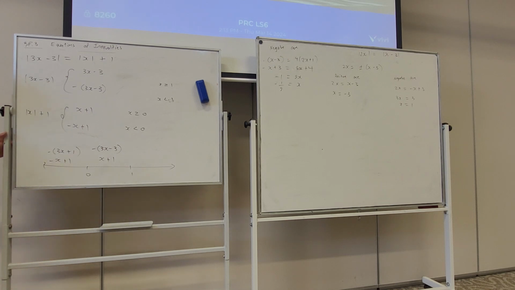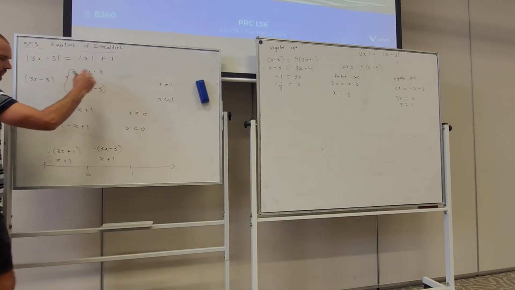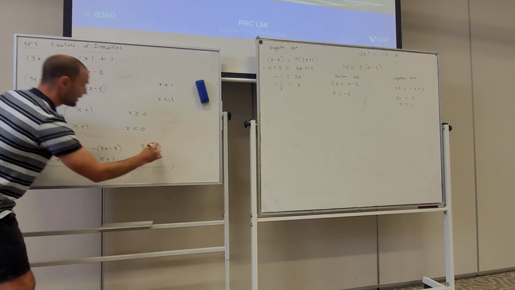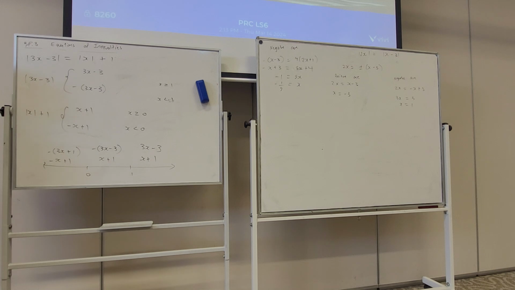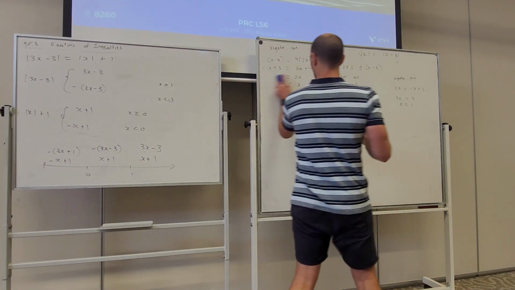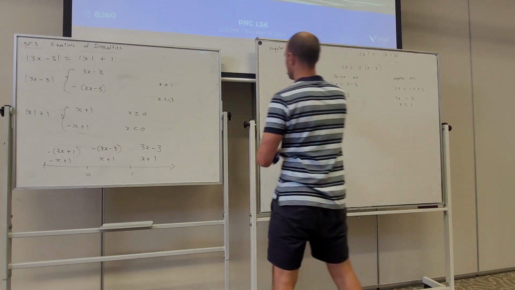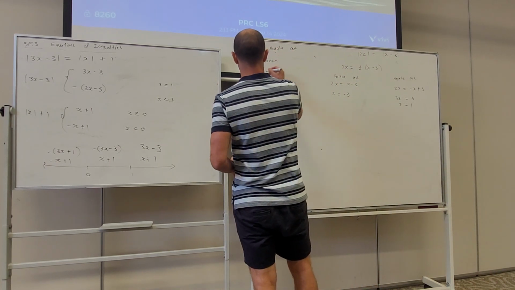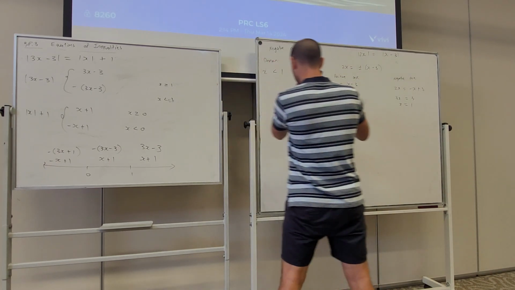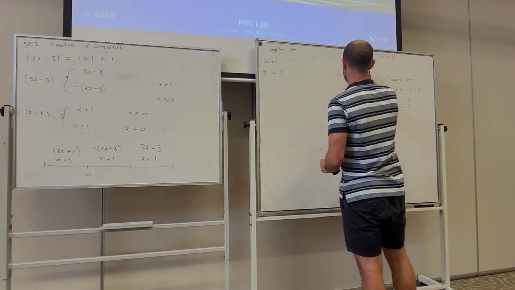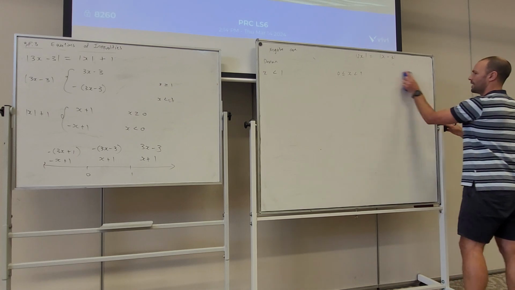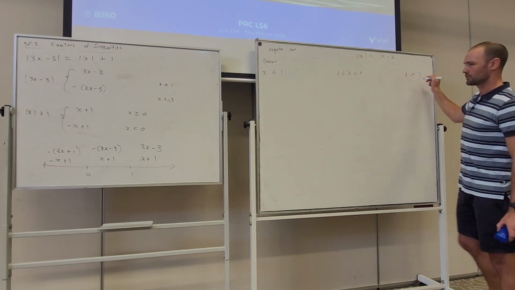And then for the last set, if x is larger than 1, we're going to have the 3x take 3 on the left-hand side, and we're going to have the x plus 1 on the right-hand side. So that means we've got 3 different equations that we're going to solve here. We've got an equation for when the domain is less than 1, an equation for when the domain is between 0 and 1, and an equation for when the domain is larger than 1.